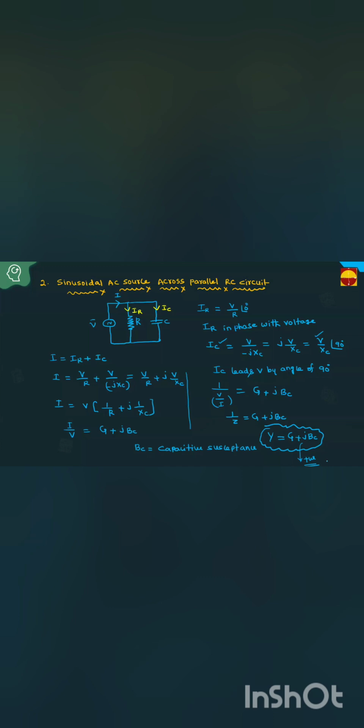Now with this knowledge, you have to draw the vector diagram, friends. According to this, these two statements are important to draw the vector: IR is in phase with voltage, IC leads V by an angle of 90 degrees.